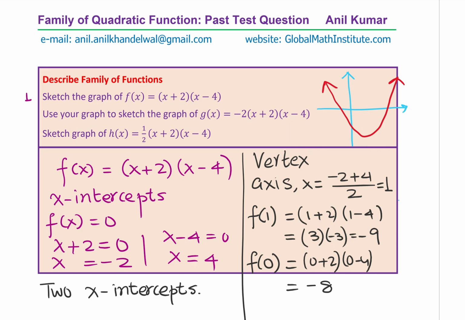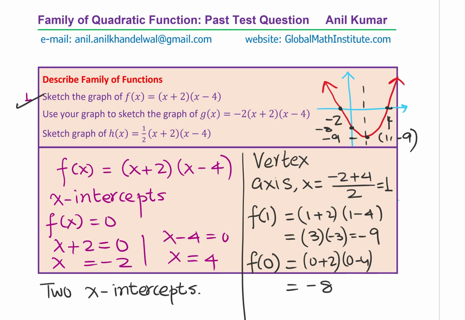The critical points of our interest, which we just calculated, are these two x-intercepts, which are at minus 2 and 4. And we have this axis, which is at x equals 1, right? And the vertex here is at minus 9. The y-intercept is at minus 8, correct? So let me write down the vertex also, which is 1, minus 9. Does it make sense to you? So that is how you are going to get the graph of the function as shown here. Perfect. So that is the first graph.